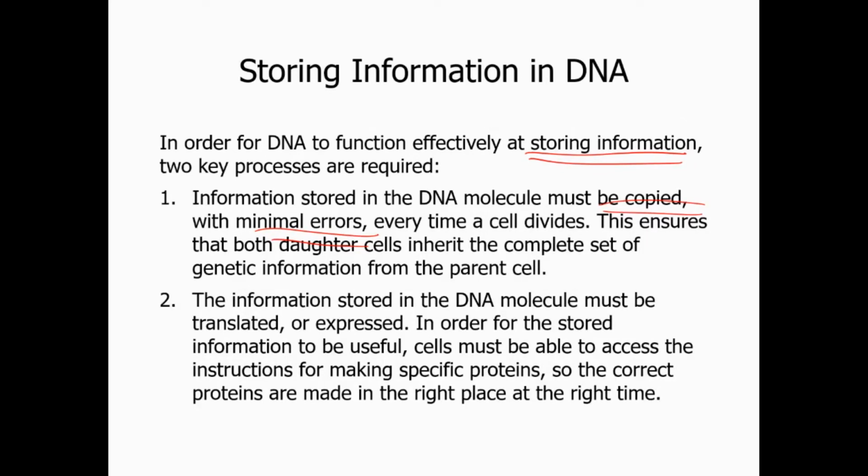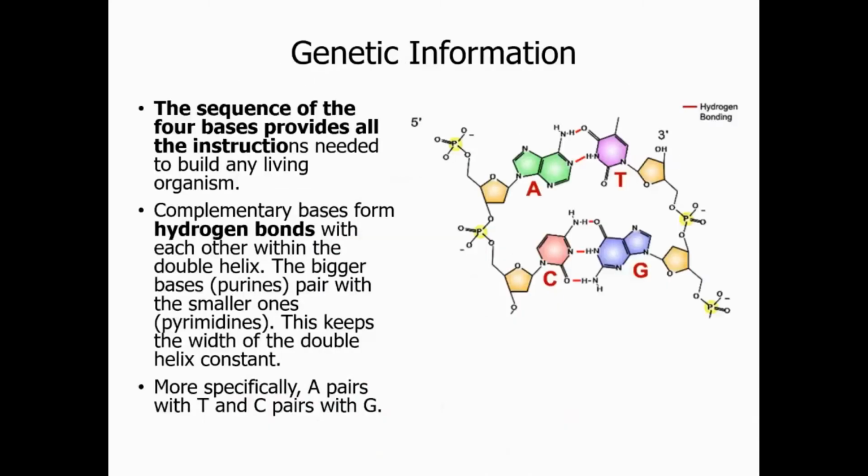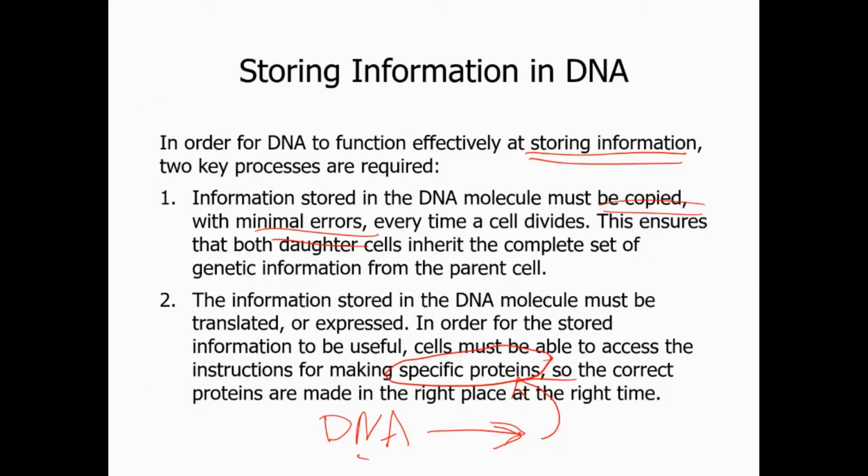And the second requirement is that the information has to be able to be translated or expressed into functional products, which are proteins. I think I've asked you about this a few times. The information in DNA has to be passed on to make a functional product, and that will be proteins. That process of genetic information flow from DNA to proteins is called gene expression. So you have to be able to use the information in DNA to make the correct proteins. Those are the two requirements. You don't have to memorize that, just make sure you understand.